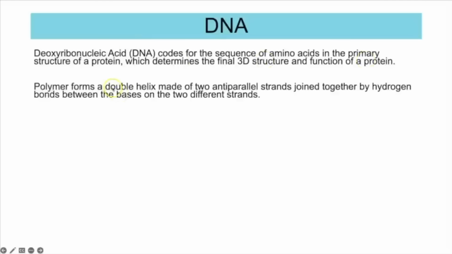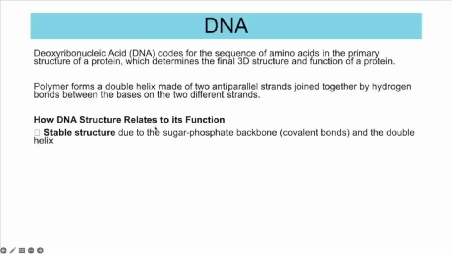The DNA polymer forms a double helix made of 2 antiparallel strands, and those 2 strands are joined together by hydrogen bonds that form between the complementary bases. So if we have a look at how the DNA structure relates to its function, it's a very stable structure, and that is because of the phosphodiester bonds that form between the adjacent nucleotides, creating what we call the sugar phosphate backbone. And those covalent bonds mean that the whole structure is very stable.